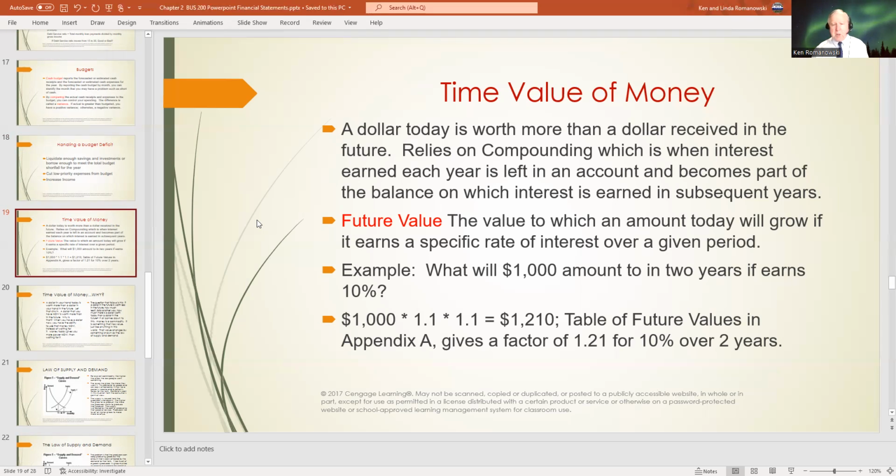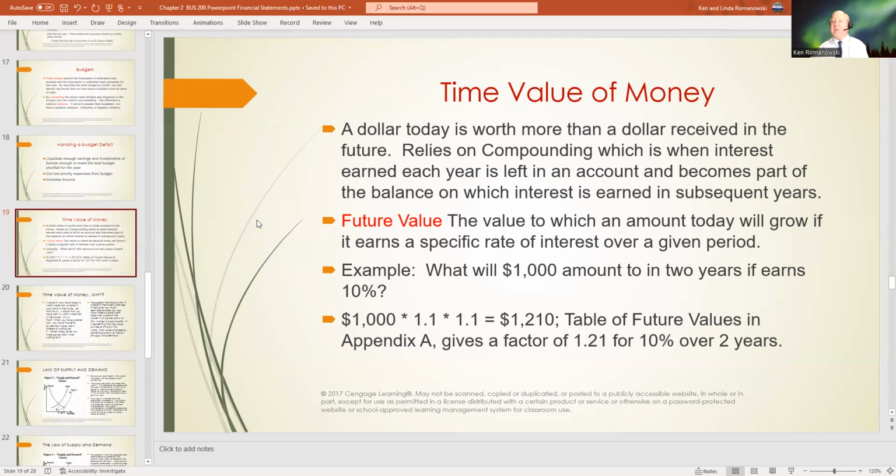So let's look at it this way. If you're multiplying that $1,000 by 10% per year, you're going to wind up with $1,210. Now, think about what just happened here. 10% of $1,000 is $100. You're doing this over 2 years. So $100 by 2 years would equal $200, not $210.